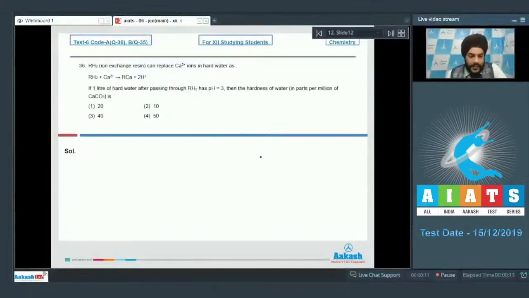Let us look at question number 36 now, students. RH2, which is an ion exchange resin, can replace the calcium 2 plus ions in hard water as per the reaction given to us. If 1 liter of hard water after passing through RH2 has pH equal to 3, then the hardness of water in parts per million of CaCO3 is.